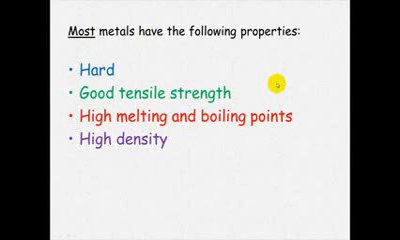Straight away you can think of mercury, which doesn't follow any of these because it's a liquid at room temperature, so it's got a low melting point, low boiling point. It's not hard, it doesn't have the high tensile strength nor the high density. But most metals will have these properties as well.